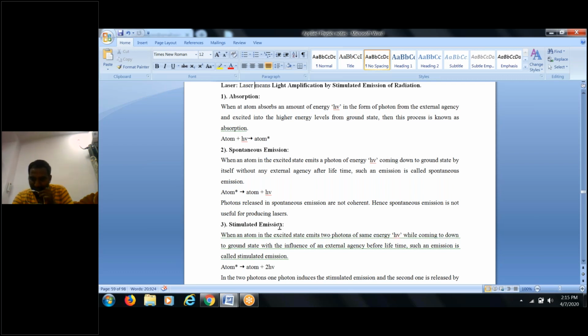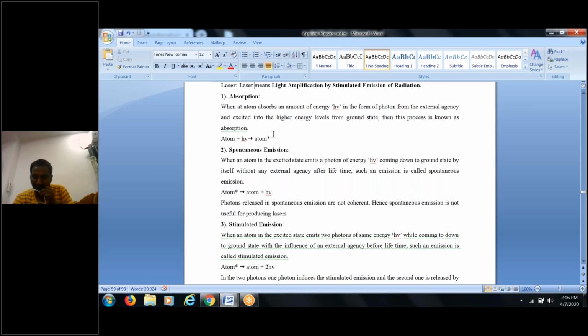Once the majority of the electrons are present in the ground state, by applying a certain amount of external agency, we will lift the electrons from the ground state to the higher energy levels. Such a process is known as the absorption process. You can see the definition of absorption on the screen. When an atom or electron absorbs an amount of energy h nu in the form of a photon from the external agency and it is excited to the higher energy level from the ground state, then this process is known as absorption. That means with the influence of an external agency, an electron is raised from the ground state to a higher energy level by absorbing an energy equivalent to one photon amount of energy. Such a process is known as absorption.